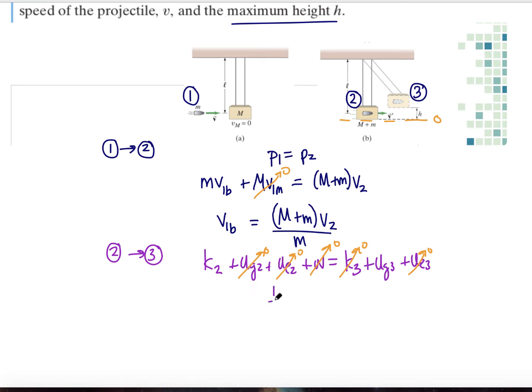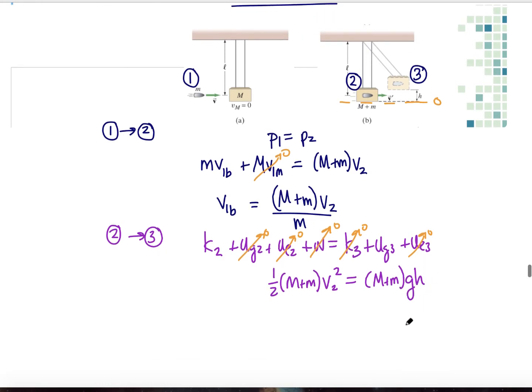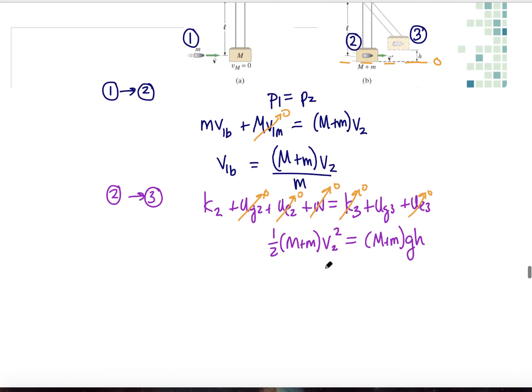So replacing these, we have 1/2 times the mass of the block and the bullet, so big M plus little m, times V2 squared, because this is at state 2. And that's equal to big M plus little m still, times g times h, which is the height that this goes to. So, how do we go from here? Well, we're looking for V1b as a function of h. So what we can do is replace V2 in this equation. Let's see what we get.